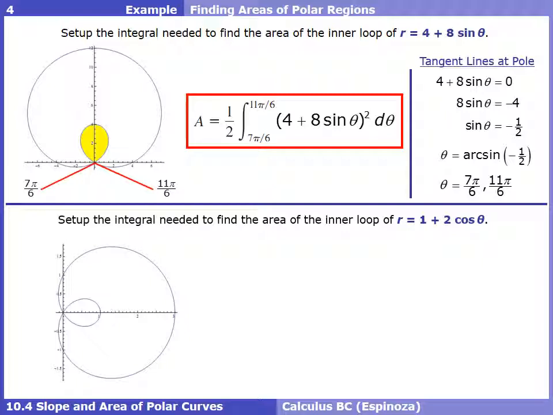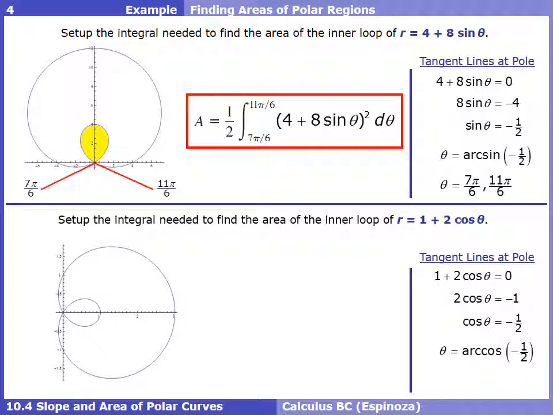We want to find the area of the inner loop for 1 plus 2 cosine theta. So we need to find those tangent lines, like the problem above, very straightforward in terms of the algebra. And now it comes down to your unit circle knowledge.